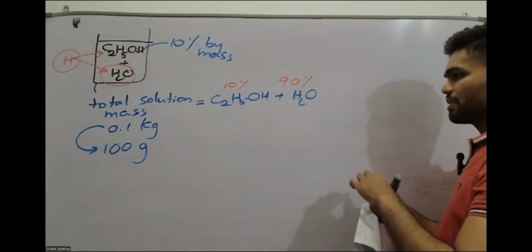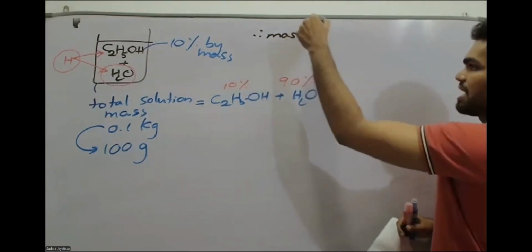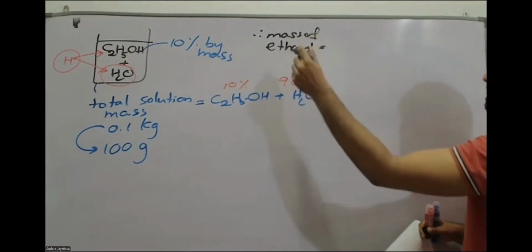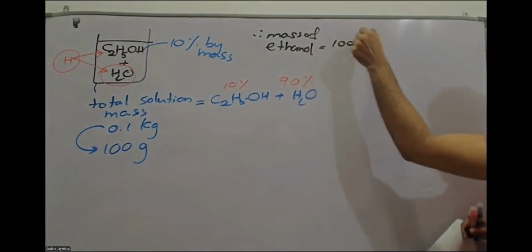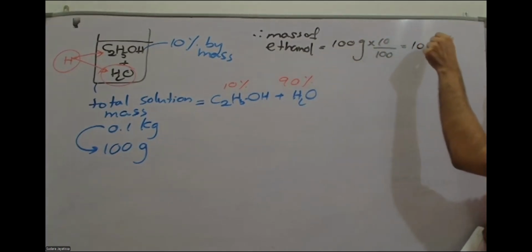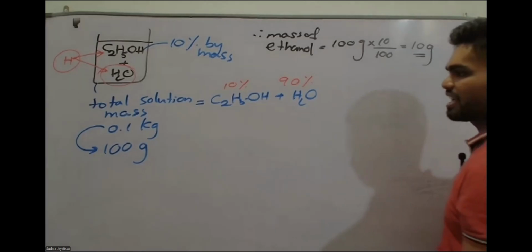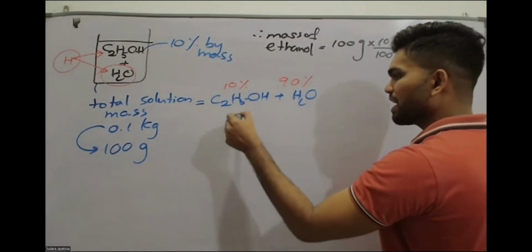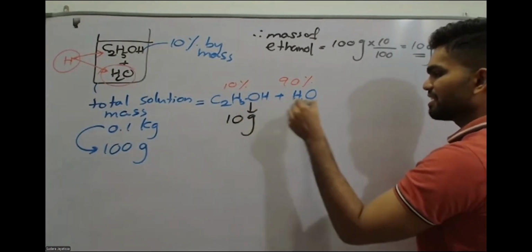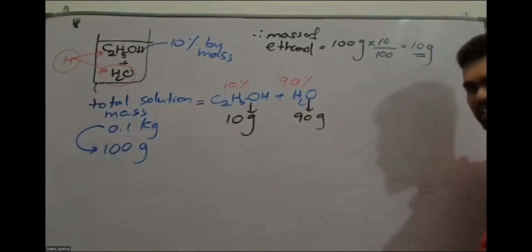Therefore you can find the mass of ethanol. From the 100 total grams, 10% is ethanol. So that means 10 grams. Understood? 10 grams is ethanol. If you have 10 grams of ethanol, then the other 90 grams should be from water. Is that clear to everyone?